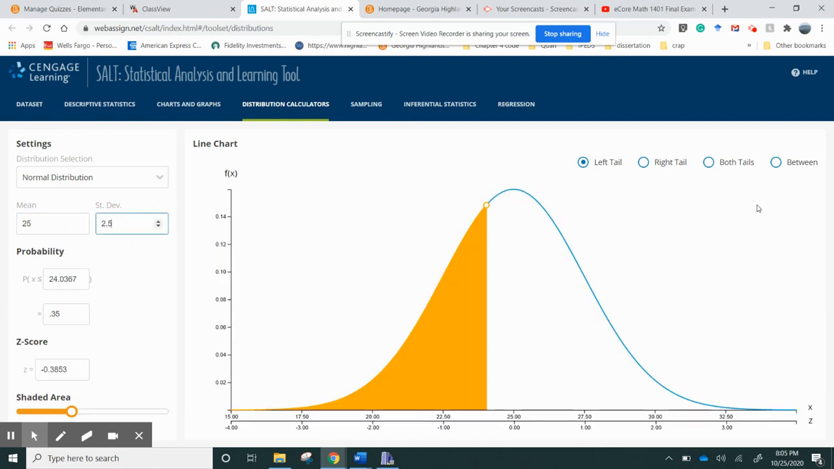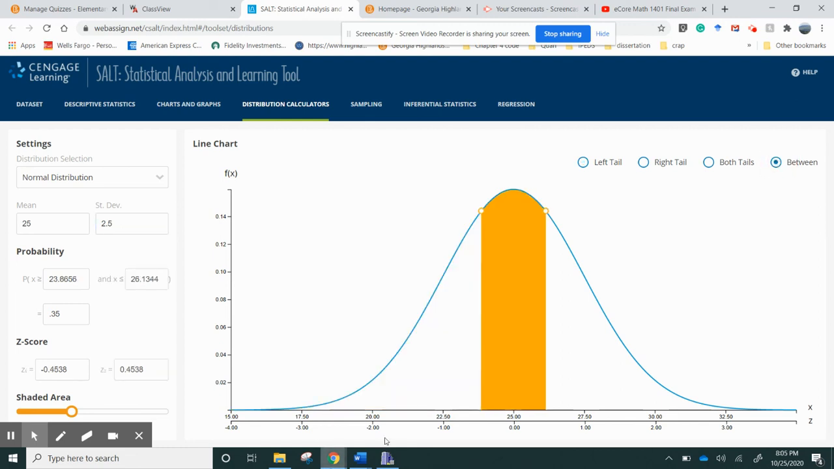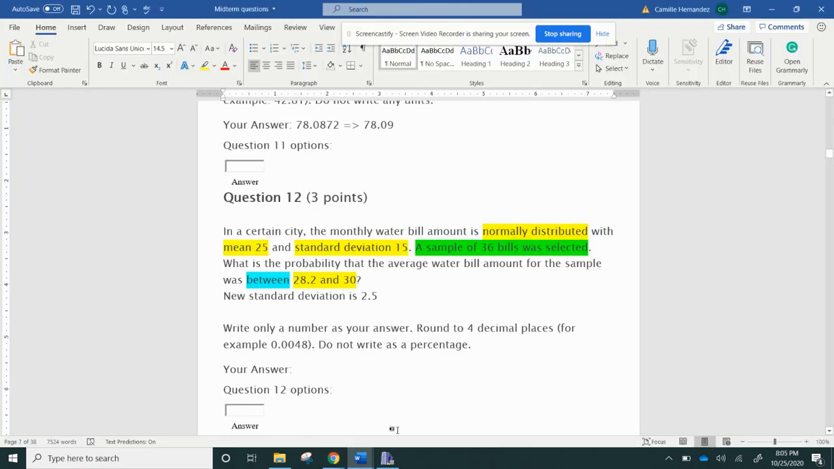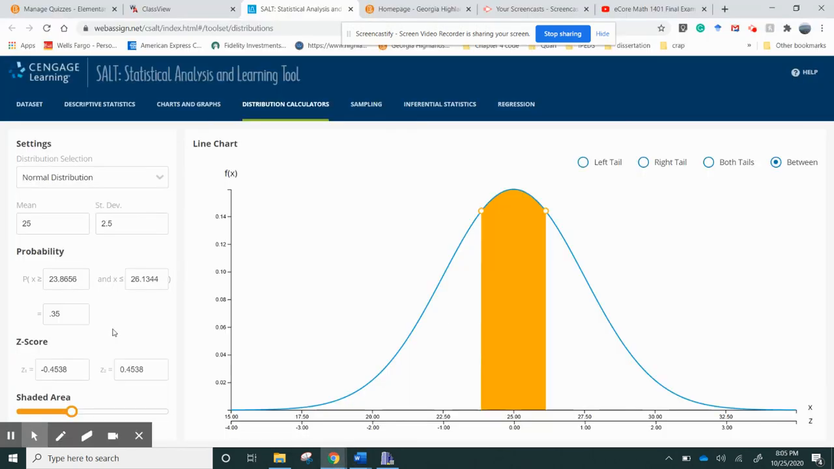Okay, I want to do a between. And I want to know if it's between 28.2 and 30. So 28.2, and then I'm going to do it here and 30. Okay, so then that's what I get, 0.07752. So I'm going to copy that.